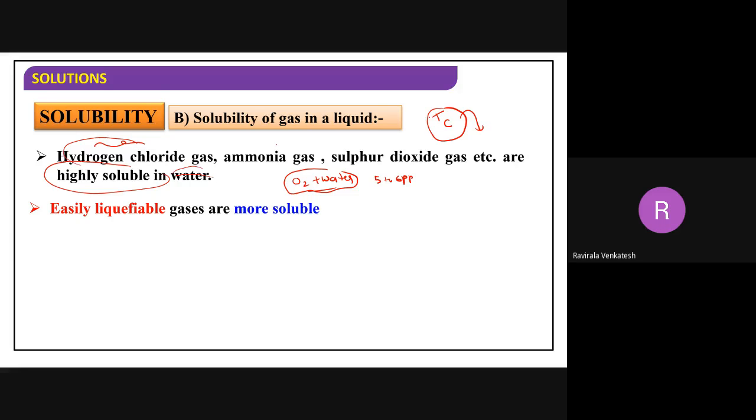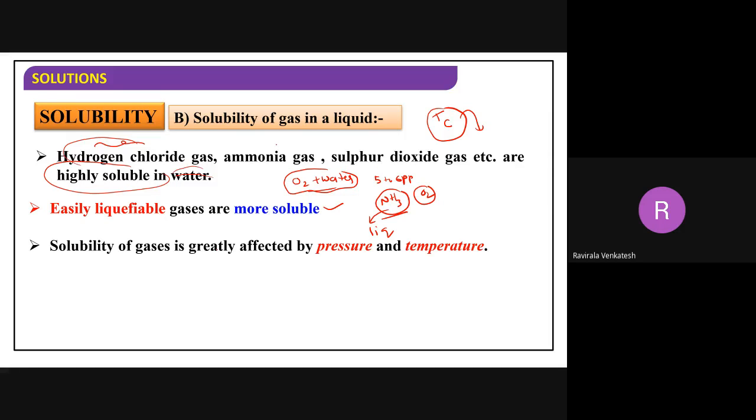Okay. So easily liquefiable gases are more soluble when you compare, for example, ammonia and oxygen, which is easily liquefiable. That means ammonia and oxygen are both gas molecules which can be converted into liquid, beta. Ammonia, why? Because ammonia has a higher critical temperature. What is critical temperature? The temperature above which the gas cannot be liquefied. Isn't it? So easily liquefiable gases are more soluble when compared with difficult to liquefy gases.